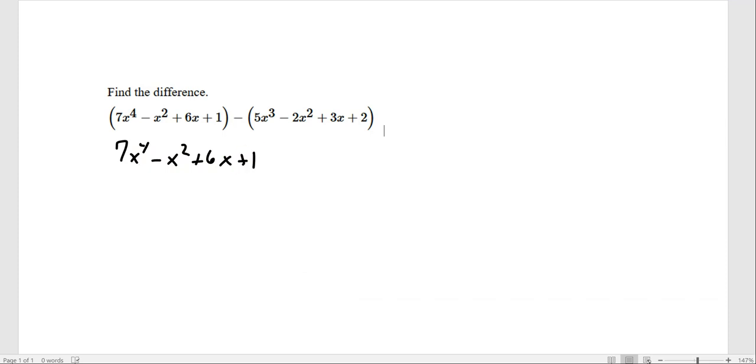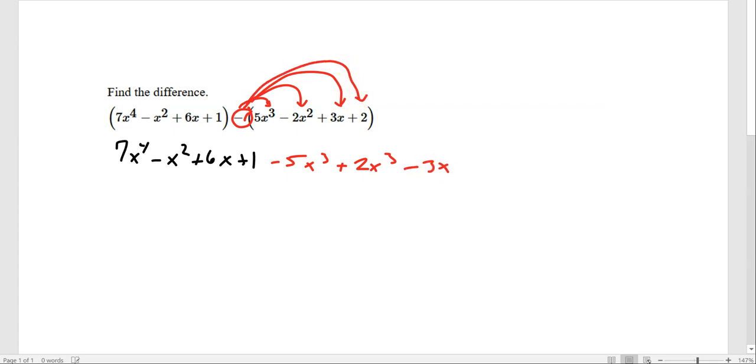Okay. So now think about this as a negative 1 right here. If you take that and distribute it, you get a negative 1 times a negative 5, which would be a negative 5x cubed. Then you have a negative times a negative 2, so that would be a plus 2x cubed. Then you have a negative times a positive, so that'll be a negative 3x. And again, a negative times a positive would be a negative 2x.